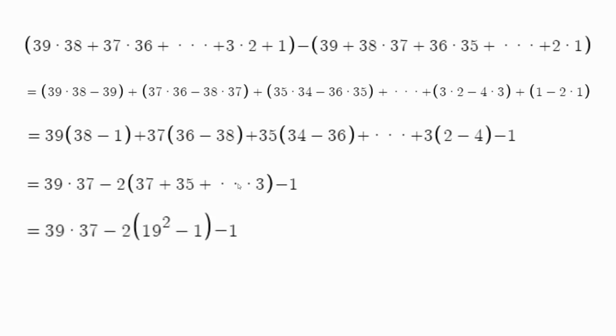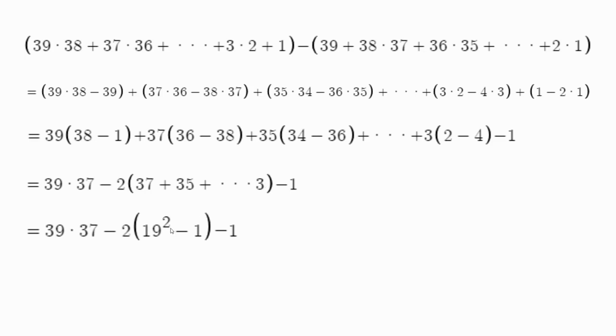And now we use this very nice formula that if you don't know it, you're going to know it now. Basically the sum of the first n odd numbers is n squared. So 1 plus 3, which is the first two odd numbers, is 2 squared, which is 4. 1 plus 3 plus 5 plus 7 plus 9, the sum of the first 5 odd numbers is 25. That's 5 squared. And so here we have the sum of the first 19 odd numbers, except we don't have 1. So we take 19 squared and we subtract off 1 because we don't have it inside of here.